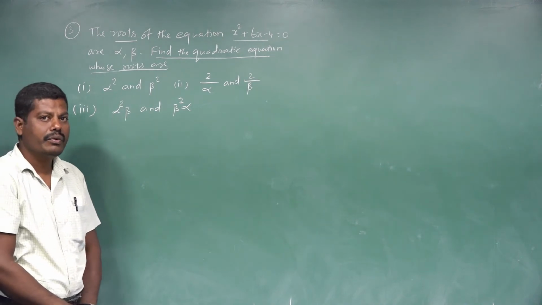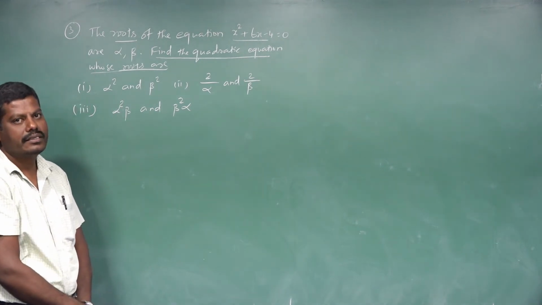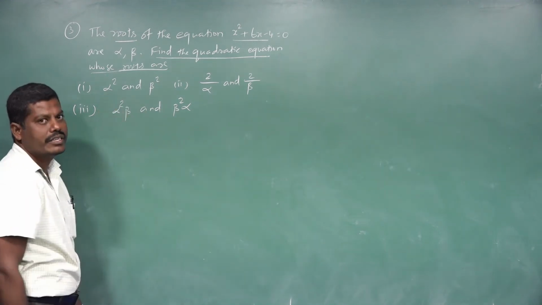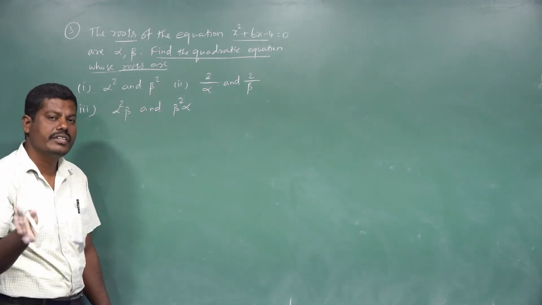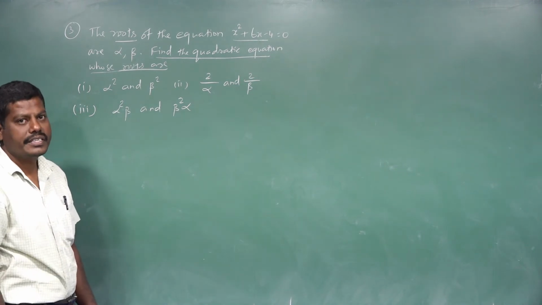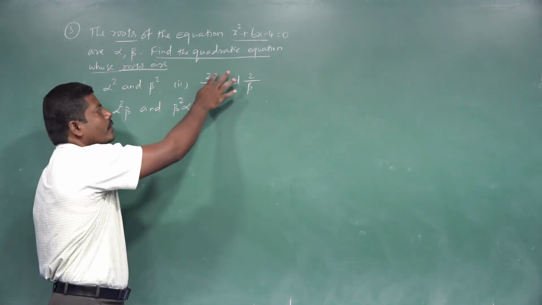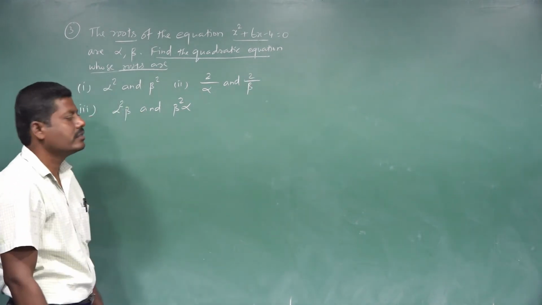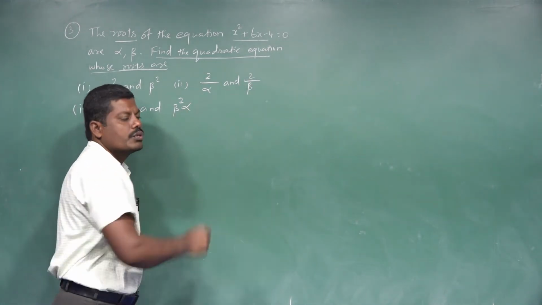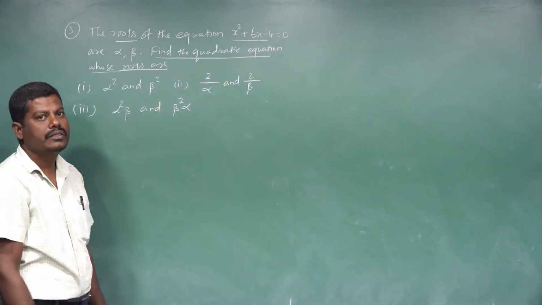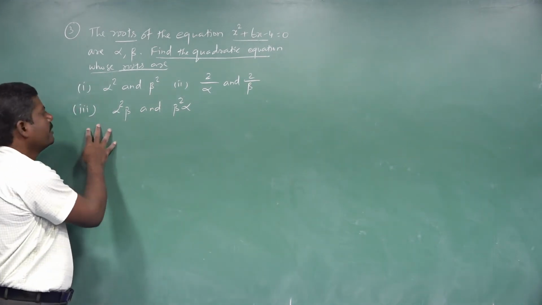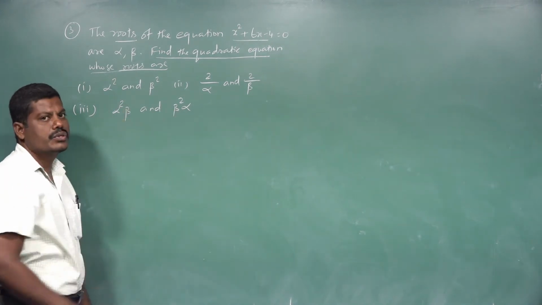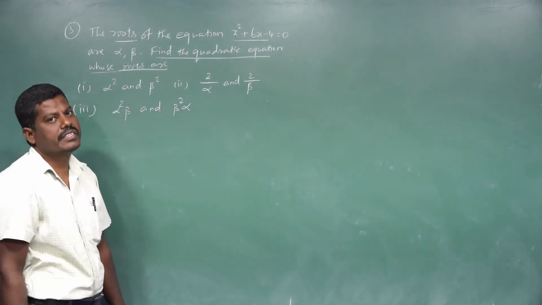Now we want to find one new quadratic equation. In the first question, the roots are alpha square and beta square. Using these two roots we want to find another quadratic equation. In the second question, 2 divided by alpha is the first root and 2 divided by beta is the second root. Third one: alpha square beta and beta square alpha. Using these two roots we want to find another equation.